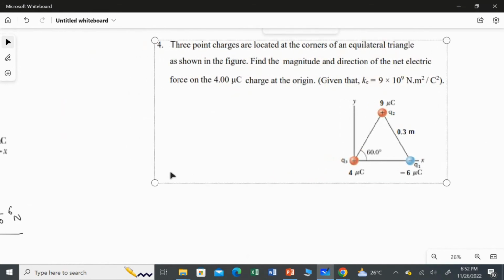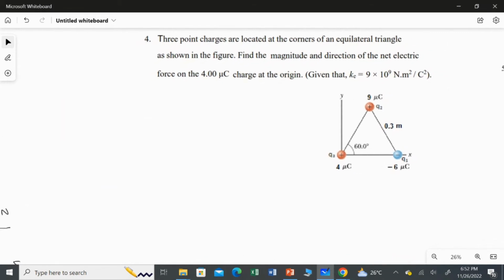Okay, read the question. 3 point charges are located at the corners of an equilateral triangle as shown in the figure. So you have to see the figure. It exactly looks like an equilateral triangle. What is the beauty of the equilateral triangle? All angles are exactly the same. That means here they mentioned 60 degree, am I right? So this angle is also 60 degree. This angle is also 60 degree, and the sides are the same value. Clear? So they said 3 charges are exactly sitting in the form of an equilateral triangle. Again, we are going to calculate what is the magnitude and direction of the net electric force.